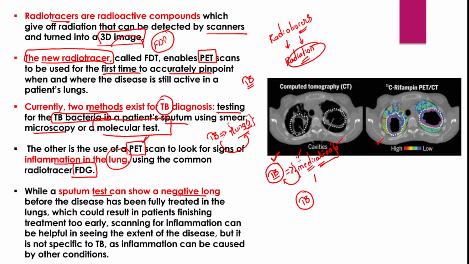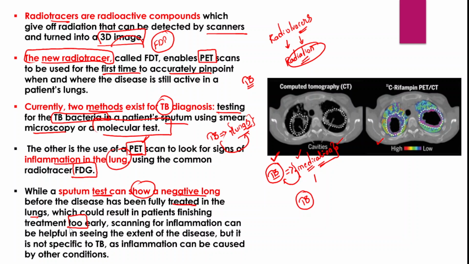However, what we require is a much more accurate, reliable test for tracing out the active TB signs in the lungs, and that can be done by this positron emission tomography test. In the sputum test, it can show a negative result before the disease has been fully treated in the lungs, and that could result in patients finishing the treatment too early.